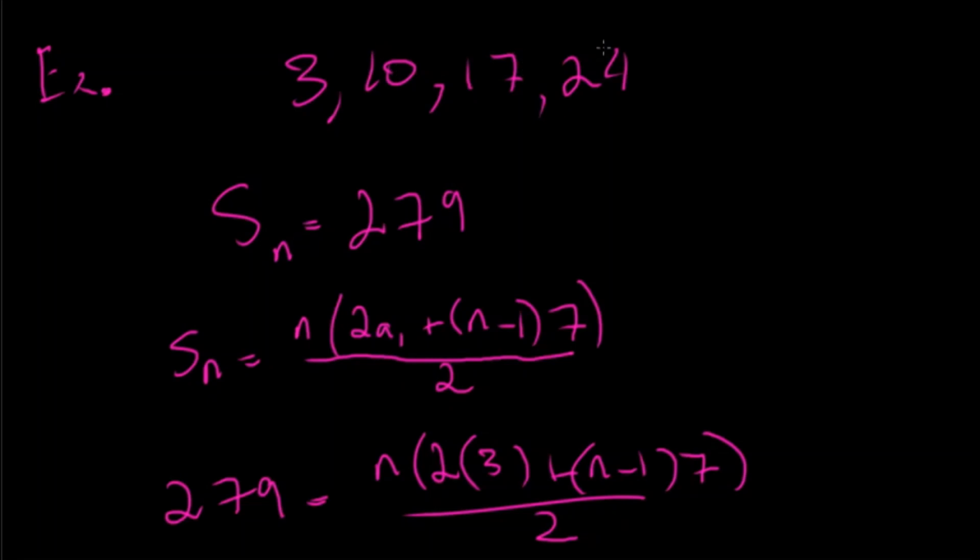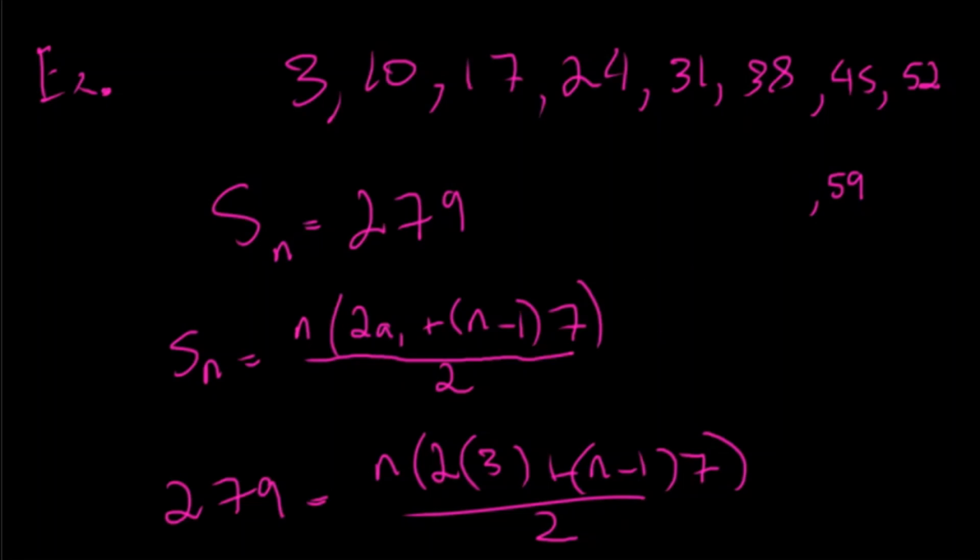3, 10, 17, 24. Currently, we're 4 terms out. And then we need to go 9 terms out to get to the answer. So 31, 38, 45, 52. How many do I have so far? 1, 2, 3, 4, 5, 6, 7, 8. One more, 59. And those terms should sum to 279. All right, so there you have it.